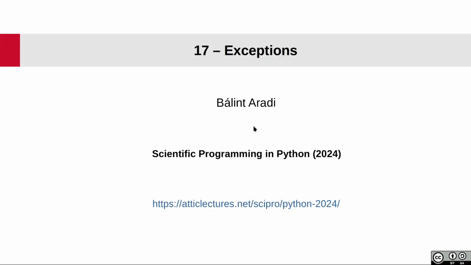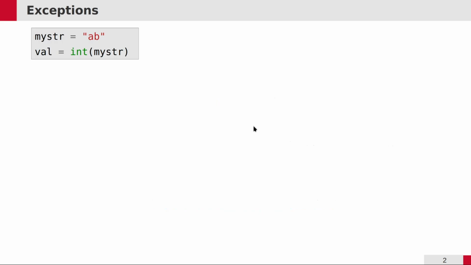Hi, welcome back. In this video we will talk about exceptions, which is a way in Python to signalize errors and also to handle errors. So let's first have a look at an example.